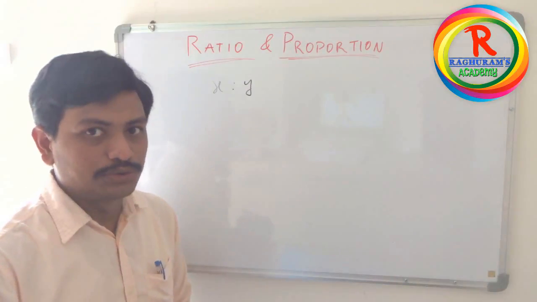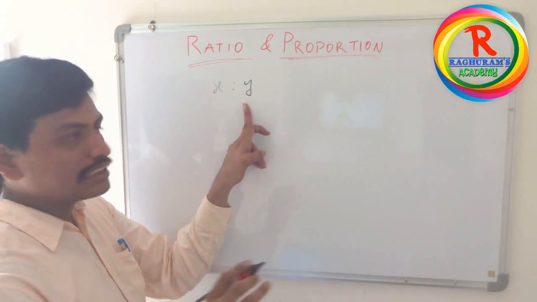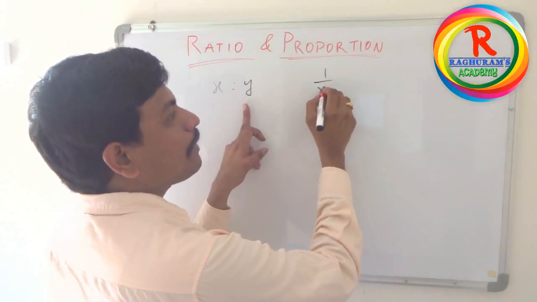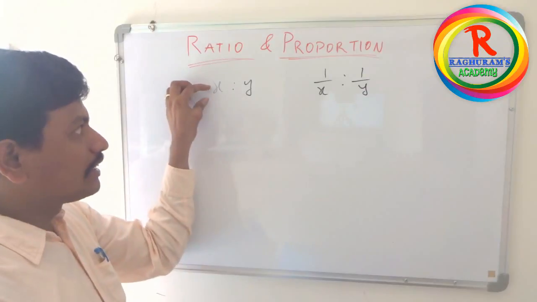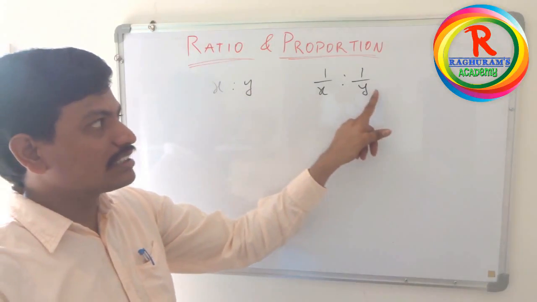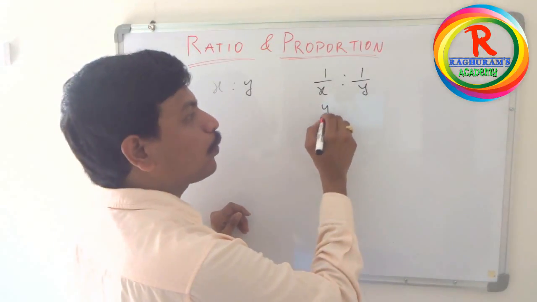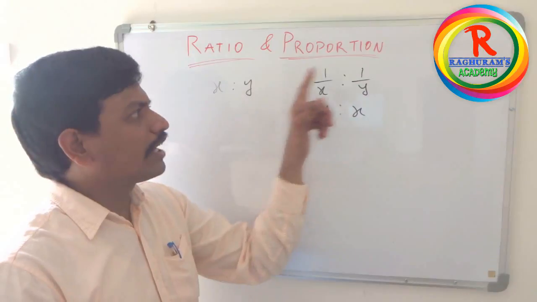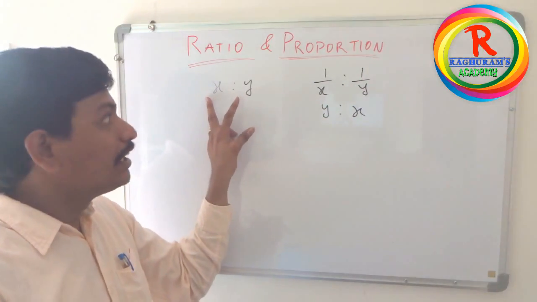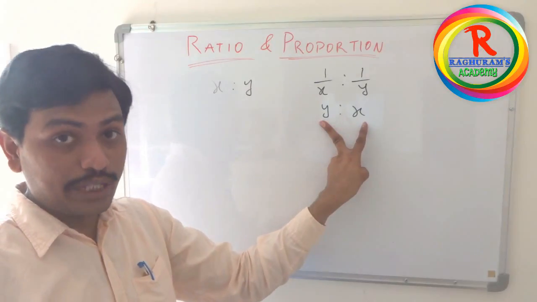They give you a ratio x is to y. Find the inverse ratio of x is to y. That's nothing but 1 by x is to 1 by y. Inverse: x inverse is 1 by x, y inverse is 1 by y. Getting the LCM and simplifying, you get y is to x. So there is no need to take 1 by x and 1 by y. Directly we can write the inverse ratio of x is to y as y is to x.